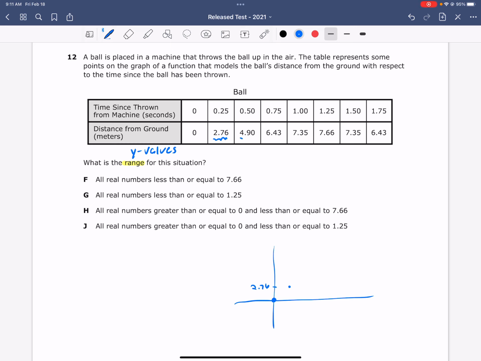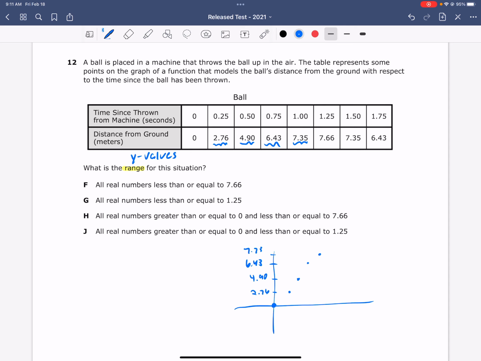Then it is at 4.90 just a little bit later. So 4.90 is going to be like right here-ish. Then it goes to 6.43. So 6.43 would be the next point. Then 7.35 would be the next height or value on the y-axis. And then we have 7.66. So 7.66 will be about here.